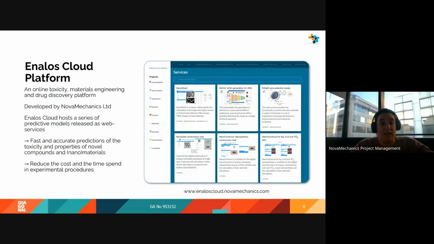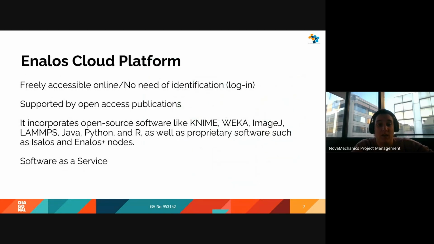So the Enalos Cloud platform is an online toxicity, materials engineering and drug discovery platform, and hosts a series of predictive models released as web services that aim to address the needs of acquiring fast and accurate predictions of toxicity and other properties of novel compounds and novel materials, reducing at the same time the cost and the time spent in experimental procedures. This platform is freely accessible, and there is no need of any identification. And researchers and scientists worldwide can utilize its capabilities.